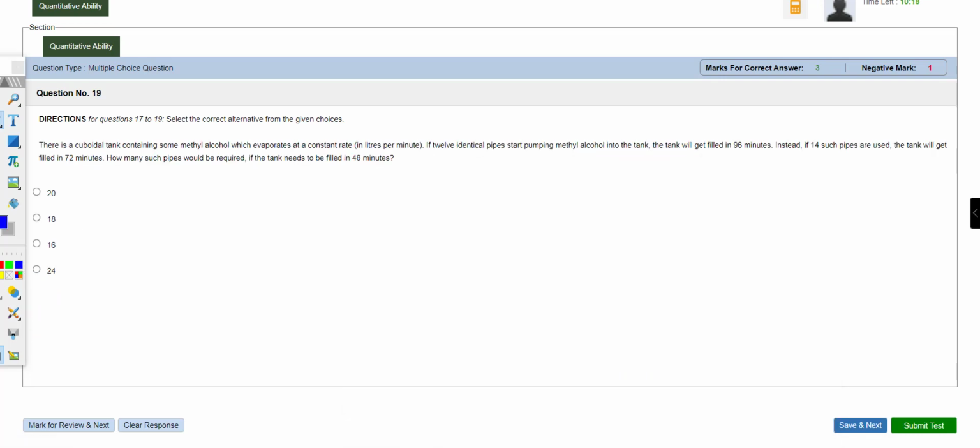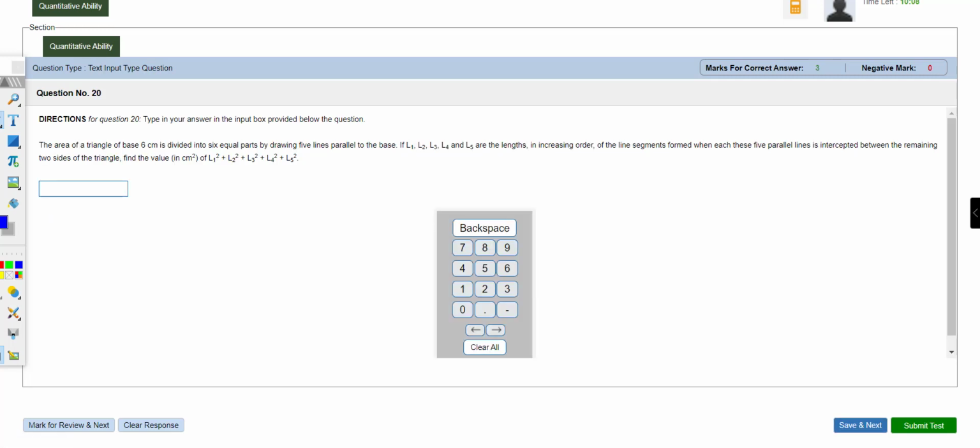After this, question number 19. Question number 19 looks lengthy. Okay. We'll go till question number 26 and we'll come back because only 10 minutes are left. Question number 20 also looks lengthy. Okay, this is not familiar to us. First of all, let's do the questions which are familiar to us. Let's move ahead.